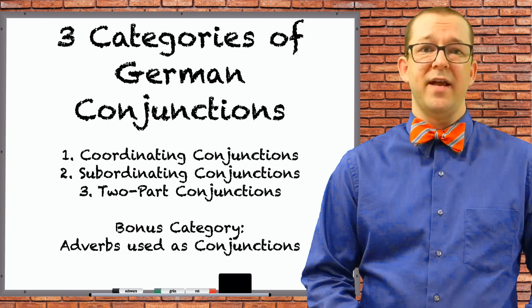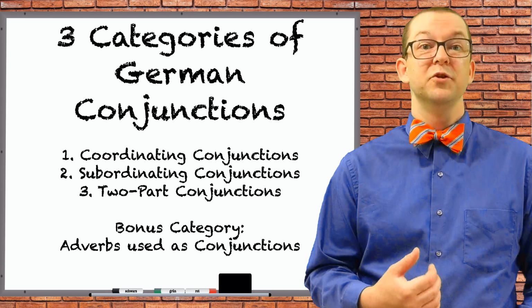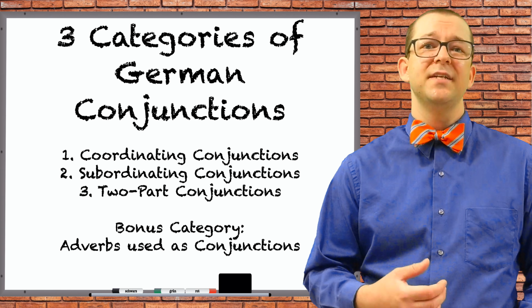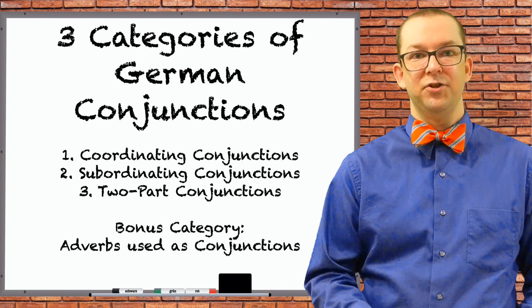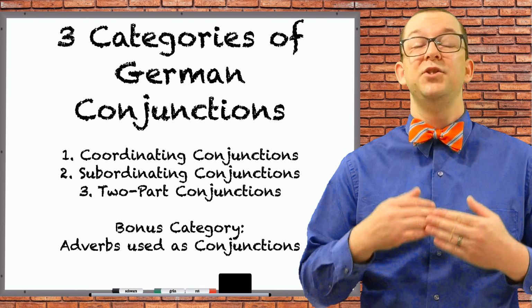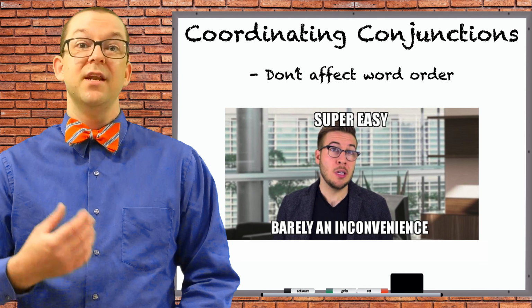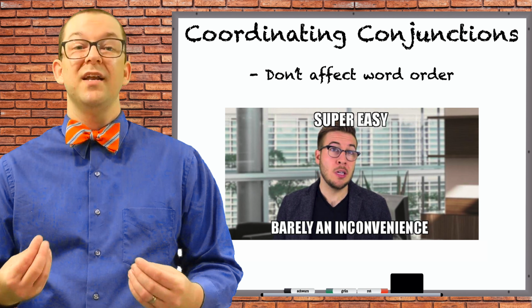There is also another category that is often left off of conjunction lists, but I believe it's important for German learners to understand them. They are technically adverbs that act like conjunctions. I'll give you a few examples at the end of this video, and in a few weeks I will teach you a bunch more. Coordinating conjunctions are easier to use than other German conjunctions because they do not affect word order.